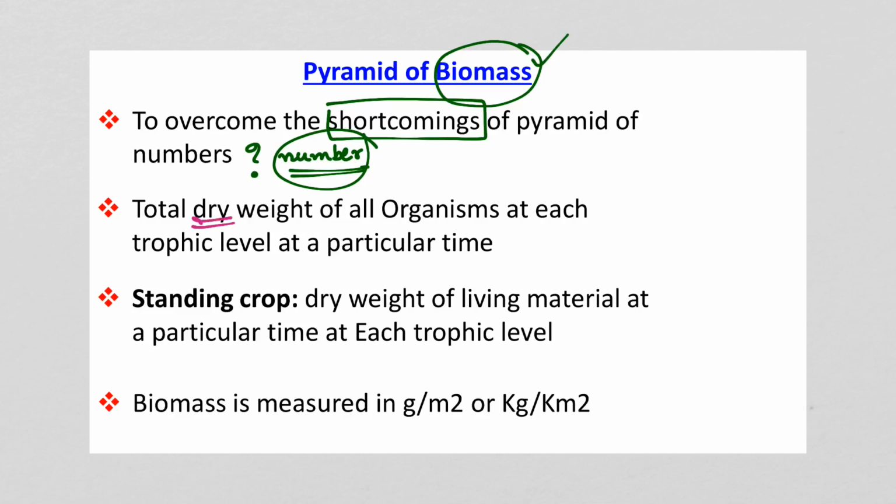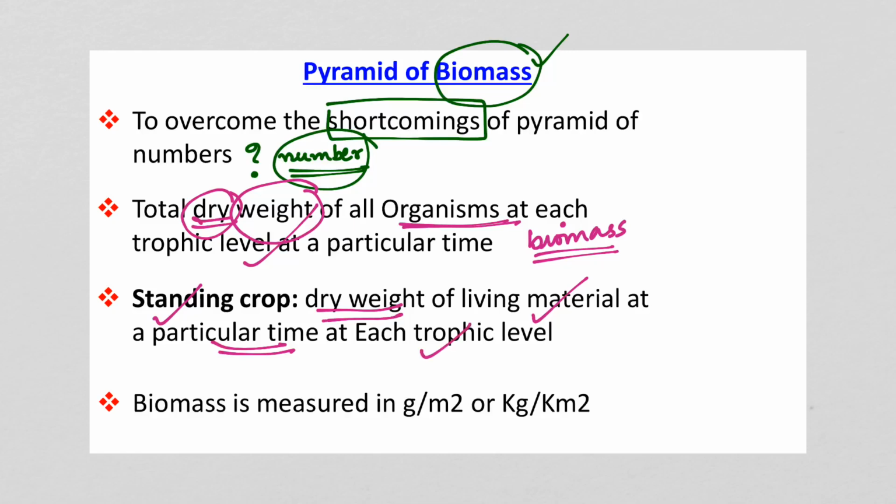Here the total dry weight of all the organisms at each trophic level at a particular time is considered. So this is counted in terms of biomass. And what is biomass? It is the total dry weight of all organisms. Now let's see what a standing crop is. It's the dry weight of living material at a particular time at each trophic level. Biomass is measured in grams or kilograms.